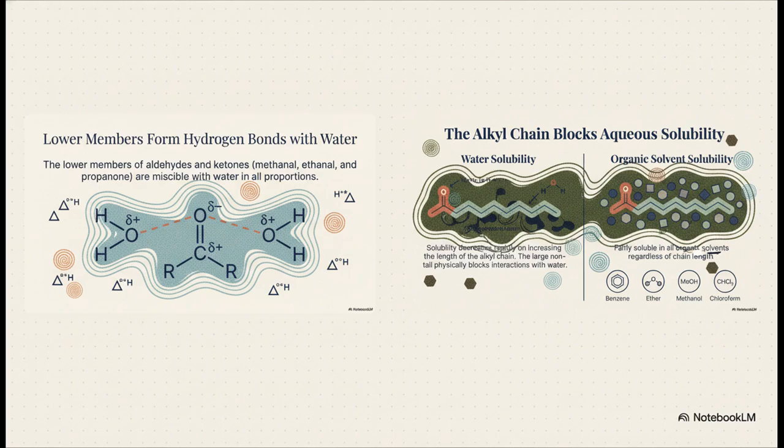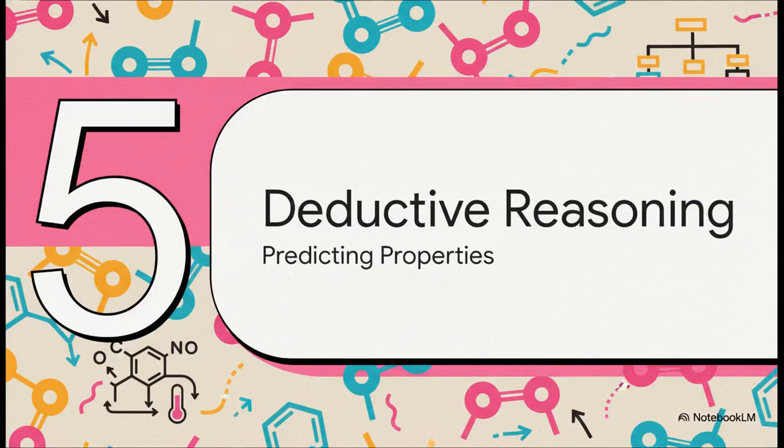The rest of the molecule is a chain of carbon and hydrogen, and that part is nonpolar and water-fearing, or hydrophobic. As this carbon chain tail gets longer and longer, it starts to take over. It basically acts like this big, oily barrier, physically blocking water molecules from getting to that polar head. And that's exactly why solubility drops off a cliff as the molecules get bigger. So what's the big takeaway here? We can use this knowledge of intermolecular forces not just to explain properties, but to actually predict them. We can look at a molecule's structure and figure out how it's going to behave.